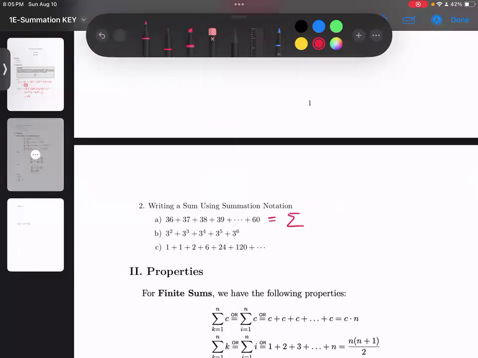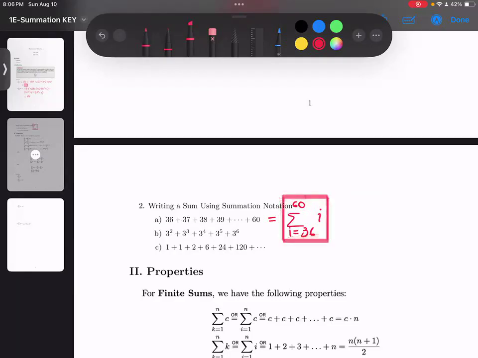So first, I'm gonna write my summation, right? I equal 36. That's my first term, 36, and it ends at 60. And what should be here? Well, I, right? You can just put I there. Don't make it complicated, just I. So I equal 36 plus I equal 37 plus I equal 38, etc.